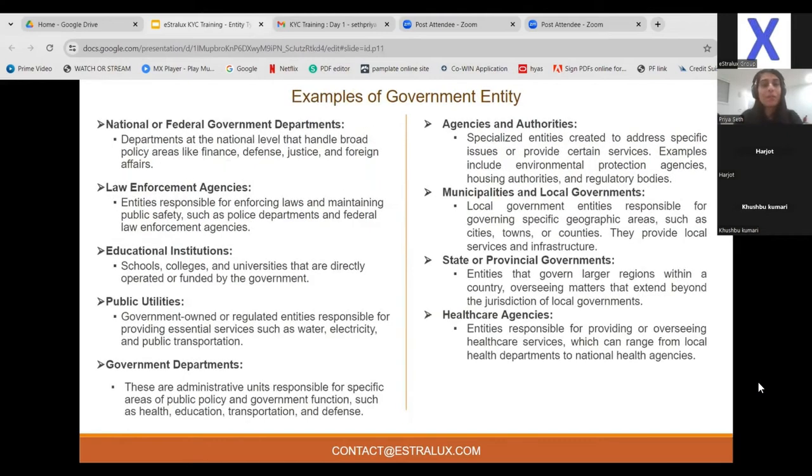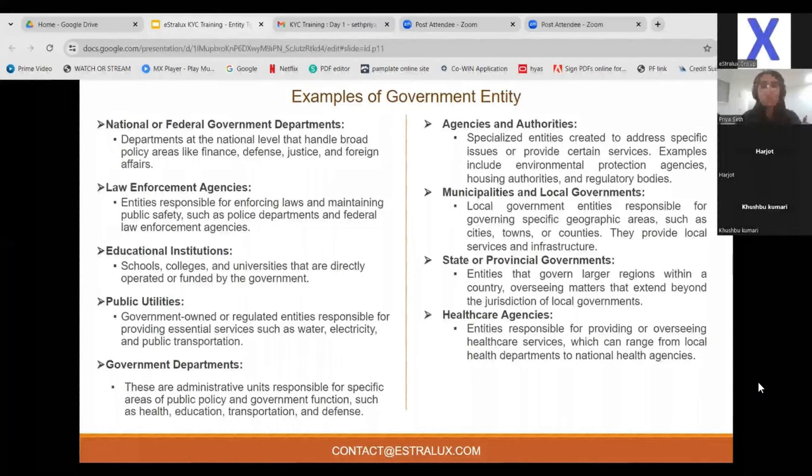So I have some examples for you just to make a clear picture of this. There are examples like national federal government departments, law enforcement agencies, educational institutions, public utilities, municipalities, state or government healthcare agencies. National federal departments are at a very national level, like defense or justice. When it comes to law enforcement, it is basically public safety and whatever laws are there, so they also form a government body.